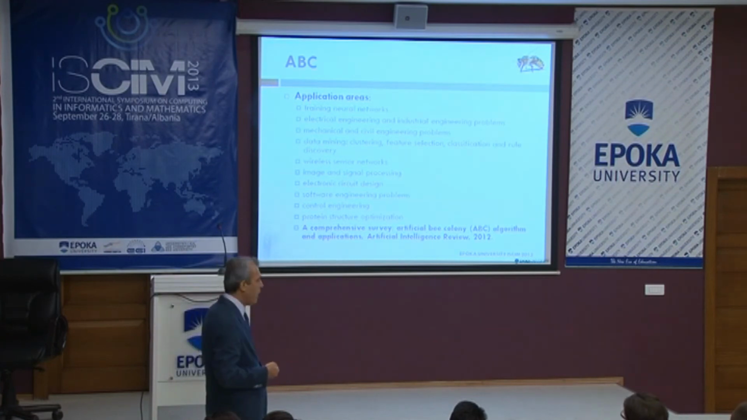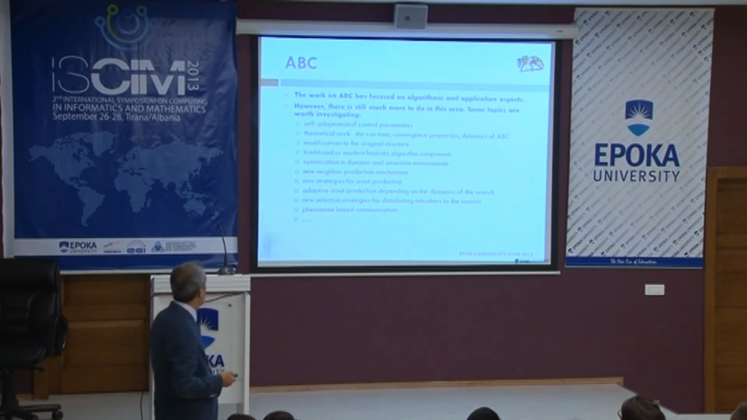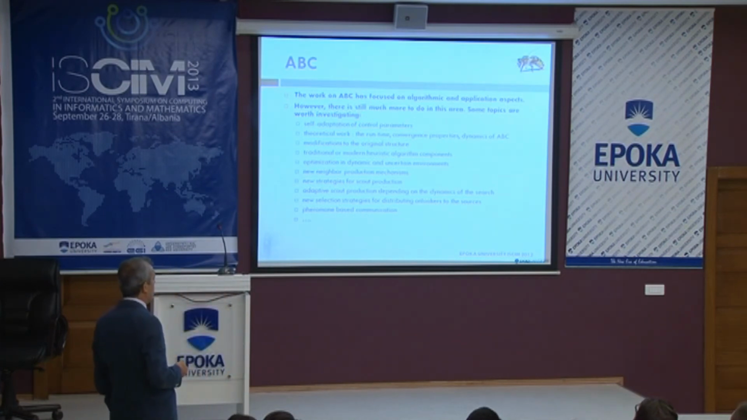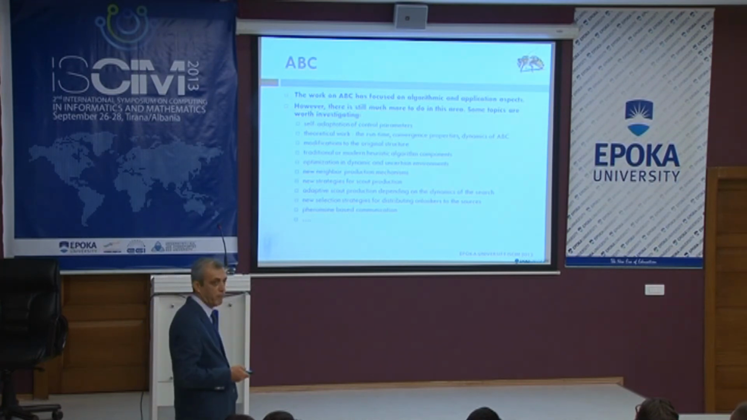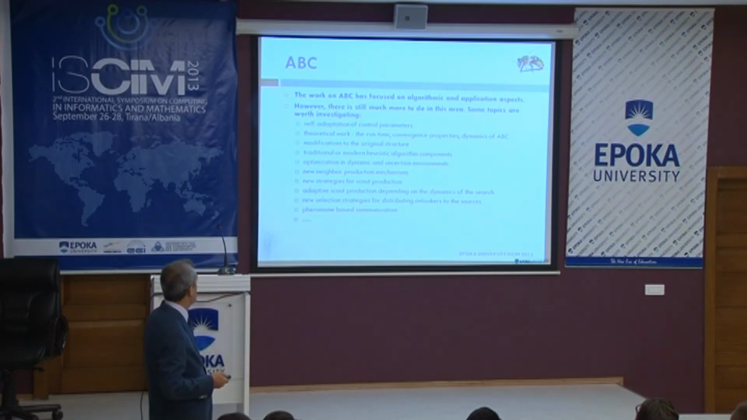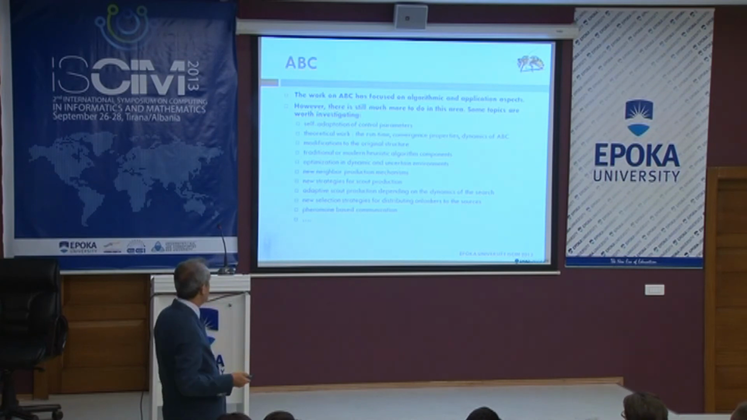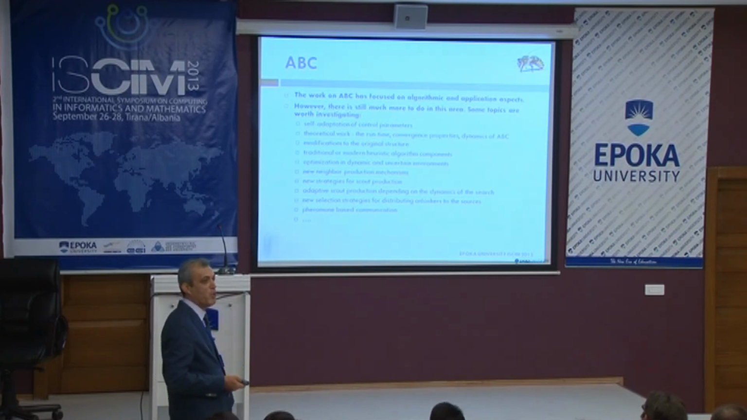A comprehensive survey was published last year in Artificial Intelligence Review on the artificial bee colony algorithm. The work on ABC has focused on algorithmic and application aspects. However, there is still much more to do in this area. Some topics are worth investigating. Self-adaptation of control parameters, for example. Theoretical work: runtime, convergence properties, dynamics of ABC. It's a nice area to work on now, especially for PhD students.